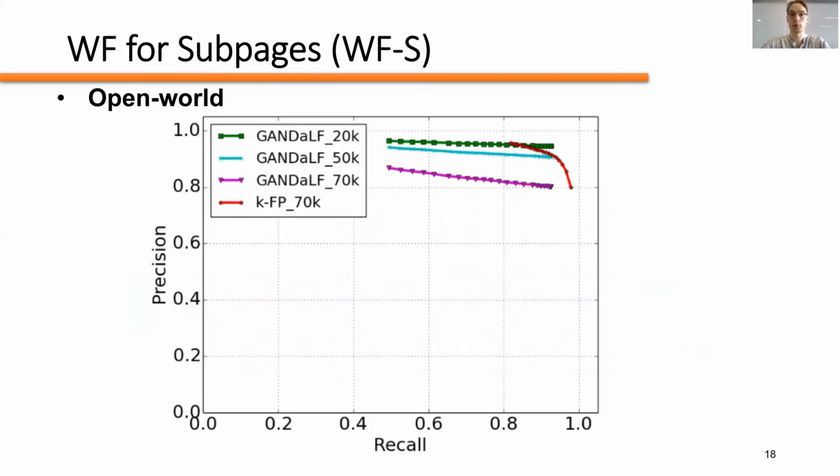Next, we'll look at the open world performance in the same setting. In this situation, we find that KFP significantly outperforms GANDALF, achieving both higher maximum precision and recall when evaluated with a background set of 70,000. The effectiveness of KFP in this setting is likely due to the high difficulty of learning good features with few training samples. KFP uses handcrafted features, so avoids many of these problems.